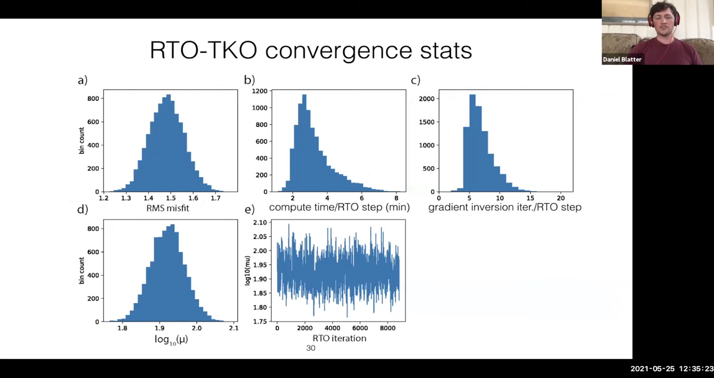Here are the RTO convergence stats, just to give you a sense of the computational cost of this method. It takes about 3 minutes per RTO step for this particular data set. That's about six or seven gradient inversion iterations. The distribution for the regularization penalty weight is shown in the lower left corner in log units. The prior we chose on mu was extremely wide. So what you're seeing there is the result of the data preferring those values. That's the hierarchical sampling at work.